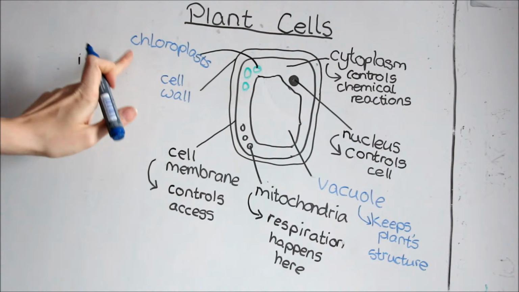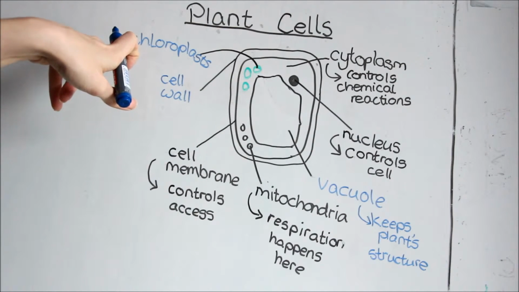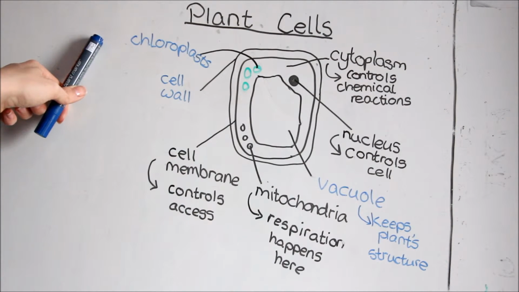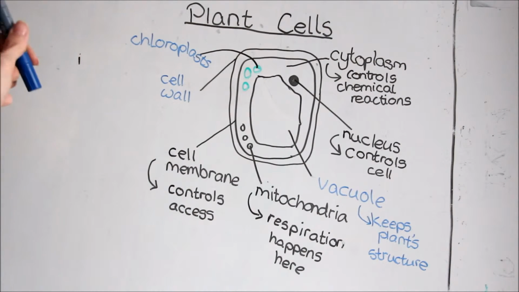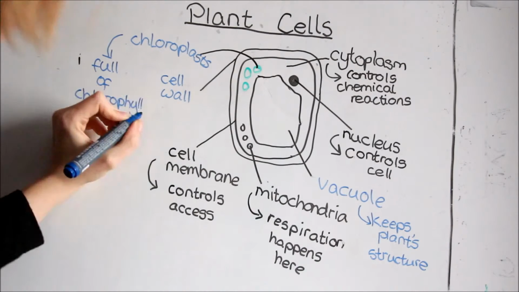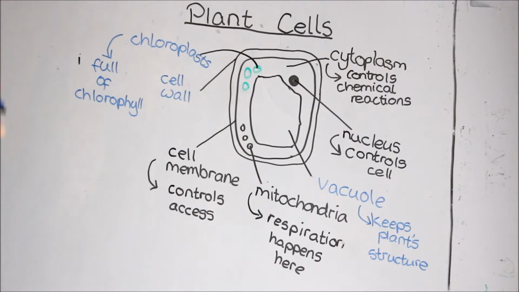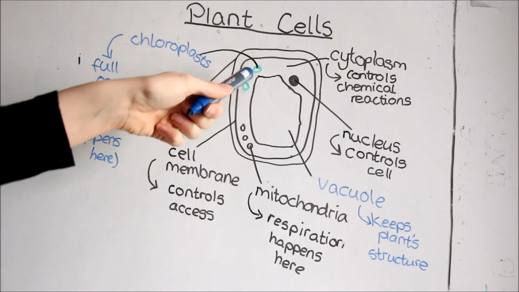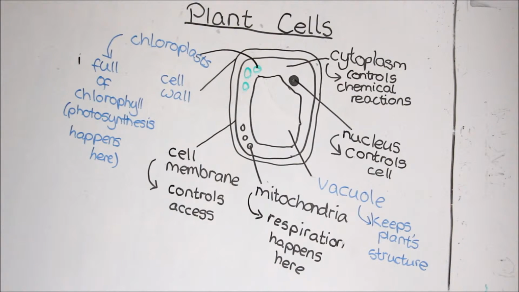What about the chloroplasts? The chloroplasts are full of chlorophyll, and that's where photosynthesis happens. So the chloroplasts are where photosynthesis happens in the chlorophyll.